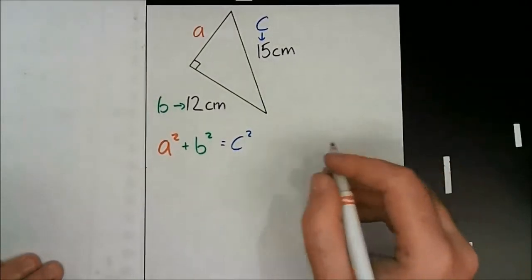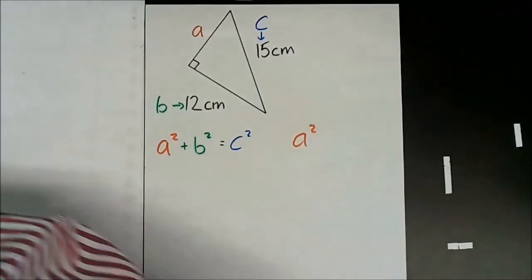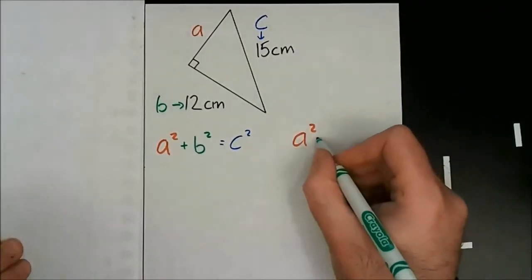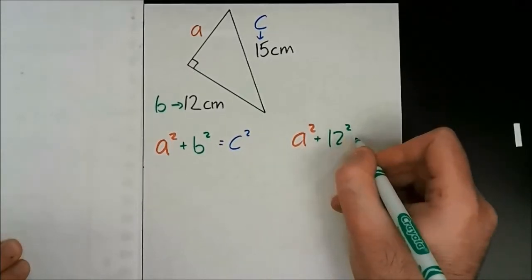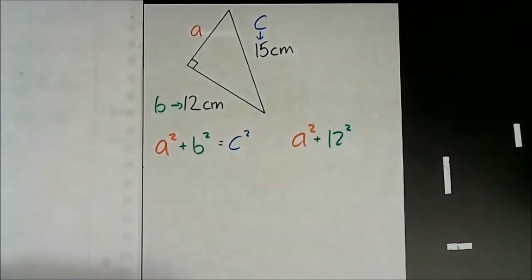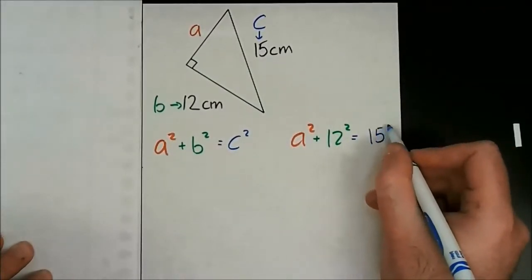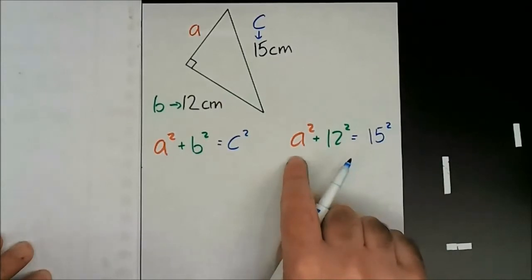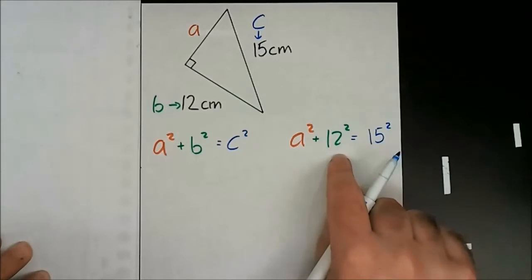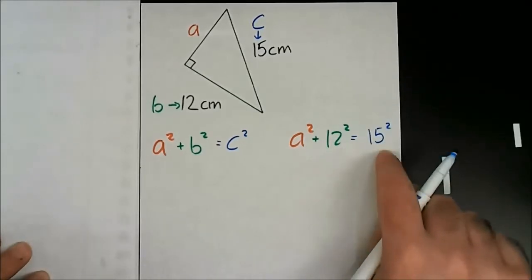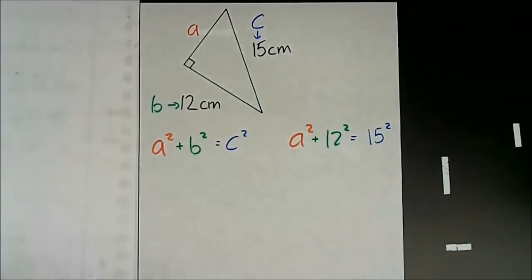So I don't know what A squared is. I still don't. But I now know what B is, it's 12. So it's going to be 12 squared instead of B squared. And I know what C is for a change. C is 15. So all of that equals out to 15 squared. The second power of the shortest side plus the second power of the middle side equals out to the second power of the longest side.